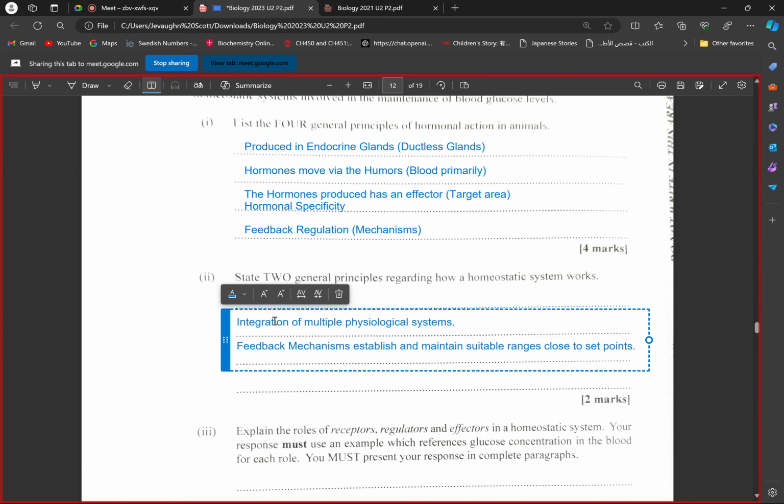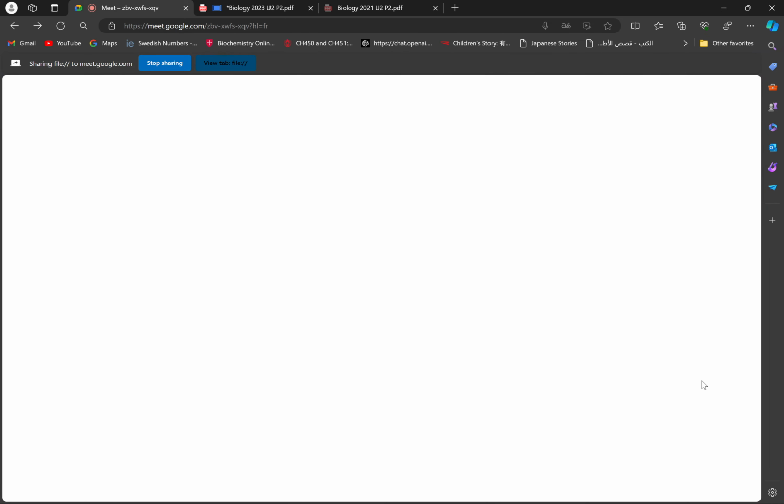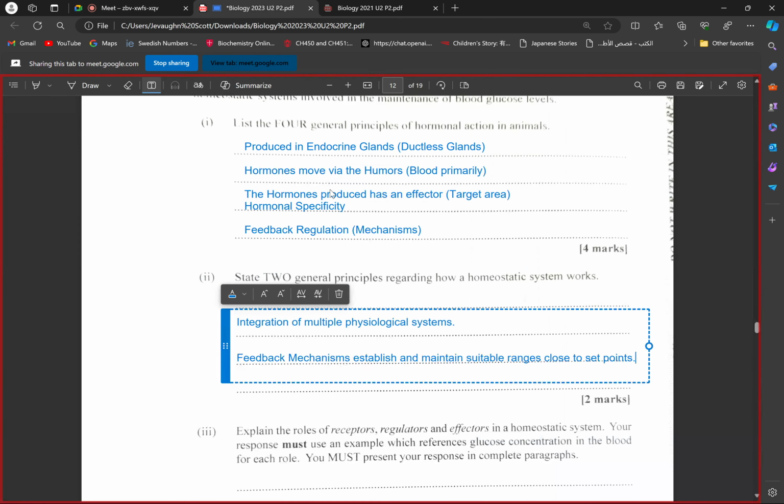As a principle, I was thinking that the conditions in the body have to remain constant, because of how we define homeostasis: maintenance of a constant internal environment. So if I couldn't find anything else in the exam, I would use that as one of the principles.